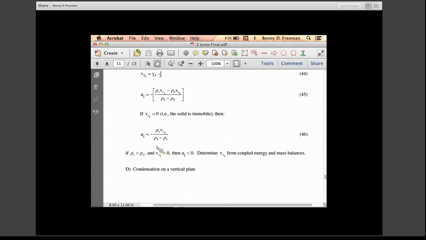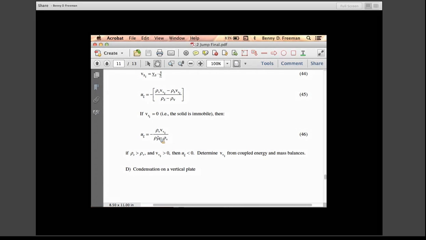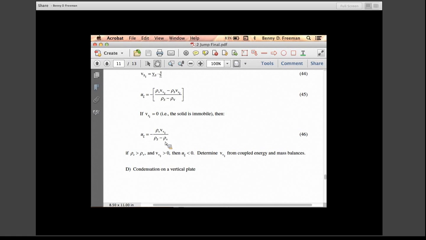And if rho_v is 1/1000th, for example, of rho_s, so the vapor density is very much less than the solid density, and let's set it at 1/1000th just for the sake of argument, maybe it's 1/500th or 1/2000th, but it's in that range, then this number, rho_v over rho_s minus rho_v, is going to be on the order of magnitude of 10 to the minus 3. So it says the interface velocity is 10 to the minus 3 times the vapor velocity.